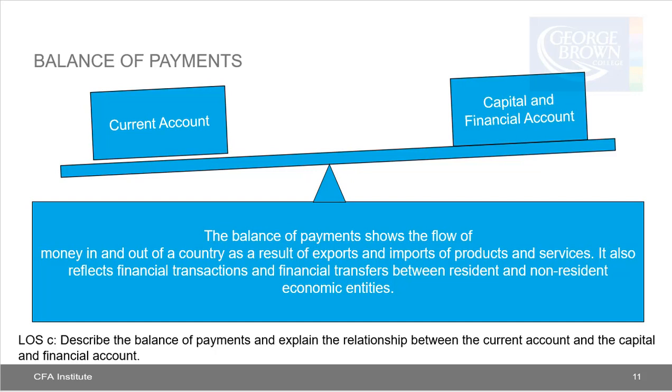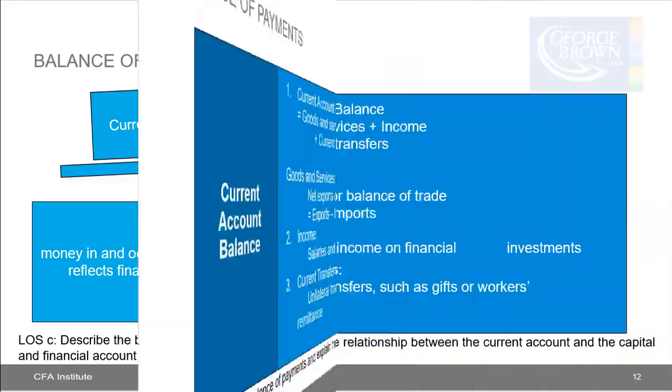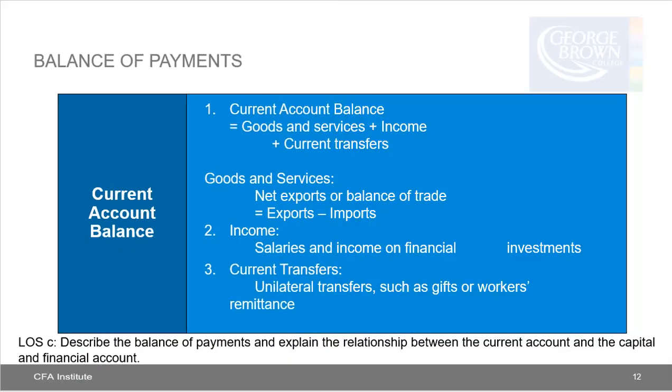The balance of payments includes 2 accounts, the current account and the capital and financial account. Now we're moving on to look at the components of the current account. A positive current account balance is called a current account surplus, and a negative current account balance is called a current account deficit. The current account has 3 sub-accounts. Number 1, the goods and services sub-account is usually the largest of the 3. It reflects the flow of money in and out of the country as a result of trade of goods and services. It includes exports of goods and services from domestic entities to foreign entities.